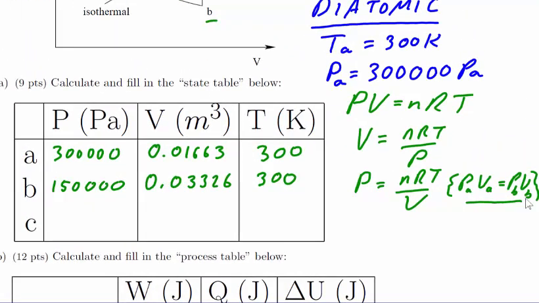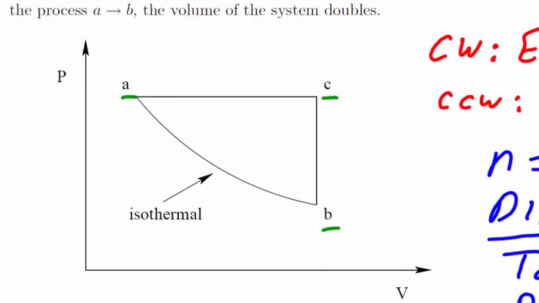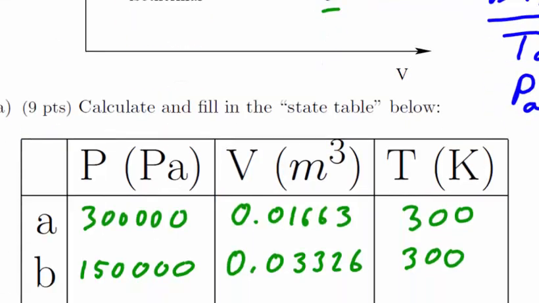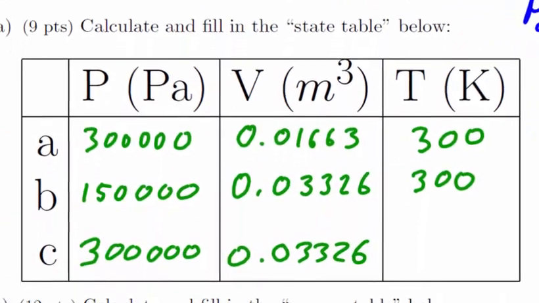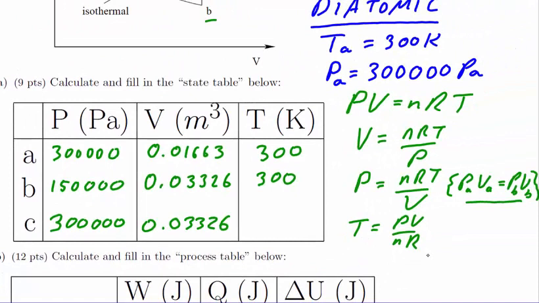In order to understand point C, we will again refer back to our original figure, and we notice that C is connected to B by a constant volume process, therefore they will have the same volume, and C is connected to A by a constant pressure process. Therefore, we can copy the pressure at A for point C and the volume at B, and that will once again give us 2 out of 3 along this line.